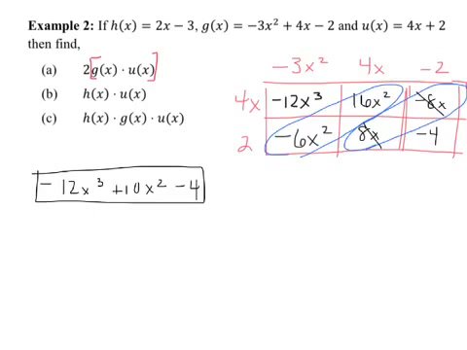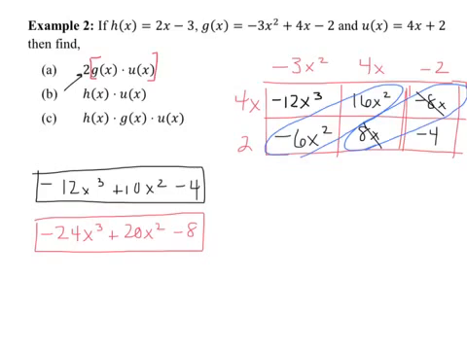Now, we have to remember that this is not our final solution for part A. For part A, we still have to multiply this by 2. So let's double our answer here. We could have doubled g of x to start and then multiplied that by u of x, but we did g of x times u of x and then multiplied by 2, because multiplication is both associative and commutative. So our final answer for part A, we'll put it in red, would be negative 24x to the third plus 20x squared minus 8.